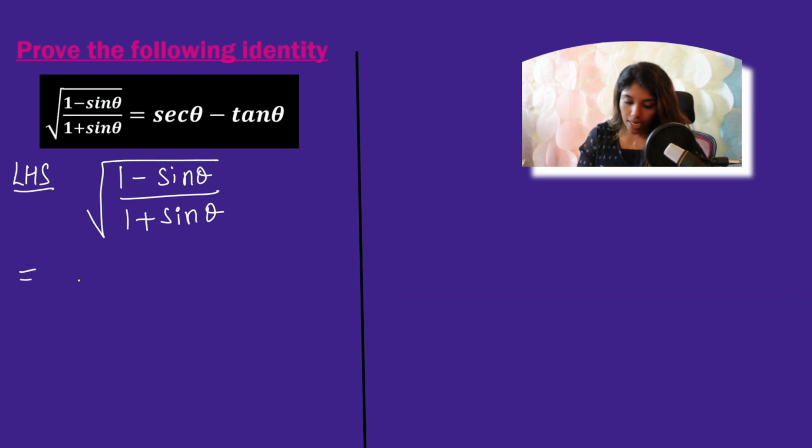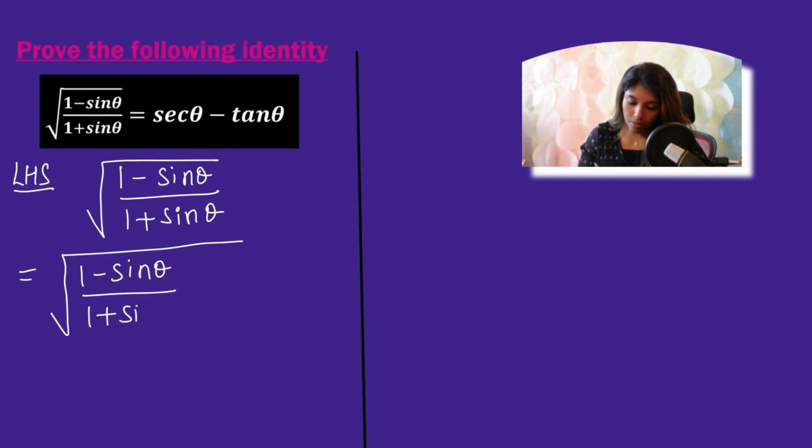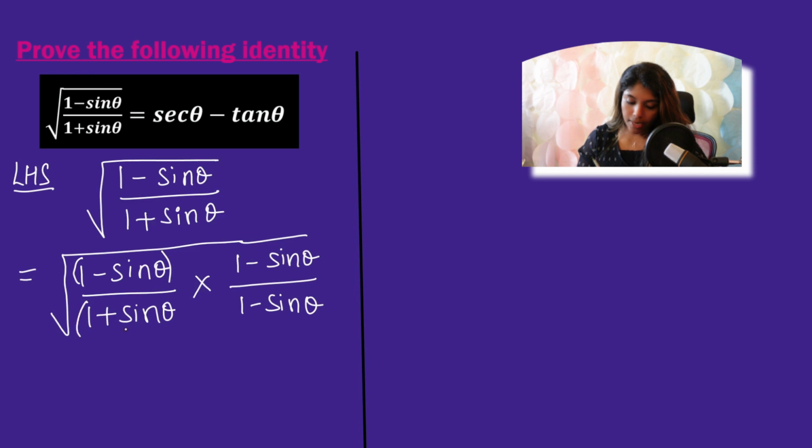So how do we do that? We multiply that conjugate with the numerator and the denominator of the given fraction. So taking the square root again and rewriting the fraction, we multiply the numerator and the denominator with the conjugate of the denominator, which is 1 minus sine theta. Now it's always good to put them in brackets, so it is easier to identify which identity fits in better.